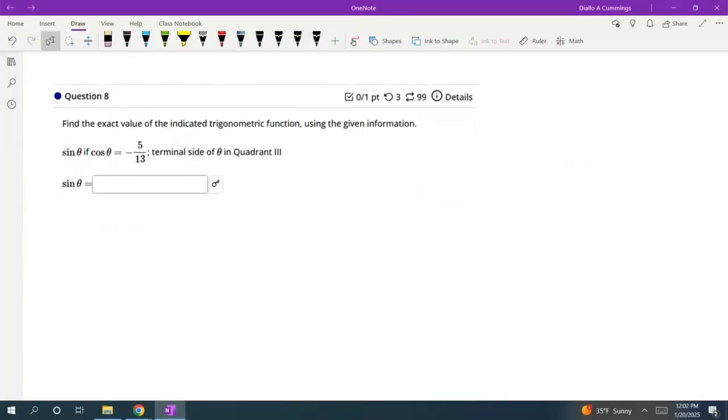All right, now lastly, we'll take a look at finding function values using something called a triangle sketch. So in the next problem, we're asked to find the exact value for sine if the cosine value is -5/3 and theta is in the third quadrant. So here I'm going to sketch out an angle in the third quadrant. I'm going to attach all the given information. I'm going to use that given information to find the sine.